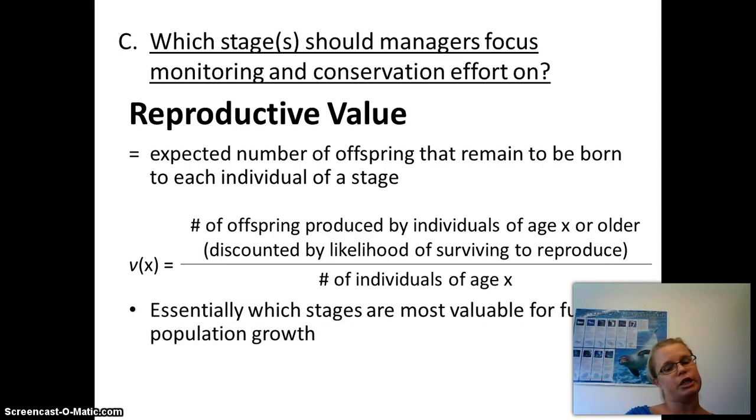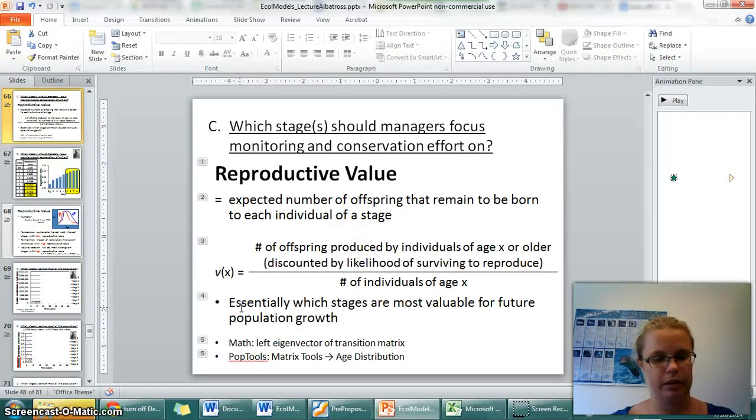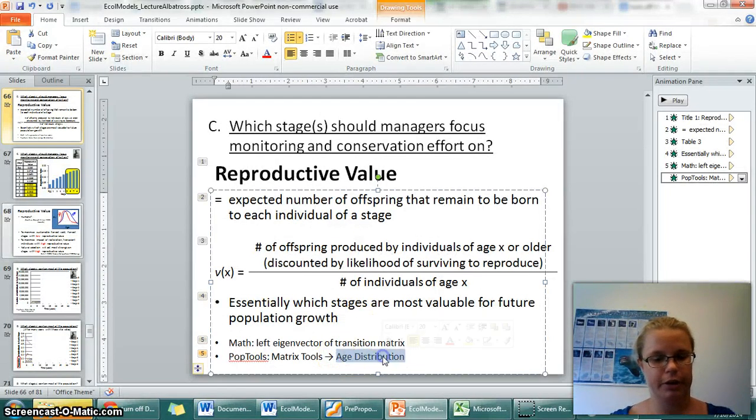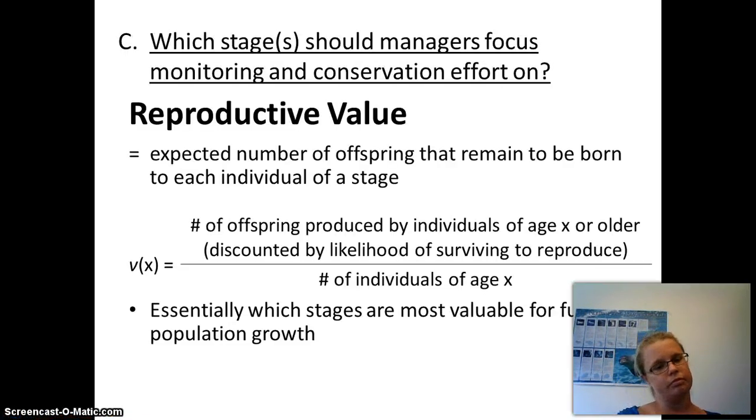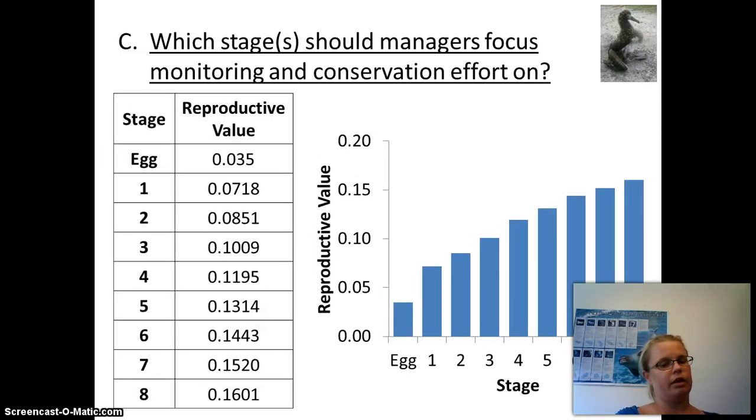It's essentially which stages are most valuable for future population growth, and therefore where managers should focus on monitoring and conservation effort. Again, you can calculate this, pretty easy, except actually it's, let me type it here, reproductive value. And you'll get a vector with all of the stages on the left. So look at that vector. Which stage has the highest reproductive value?